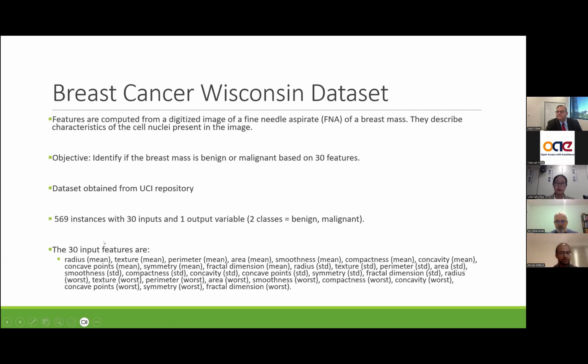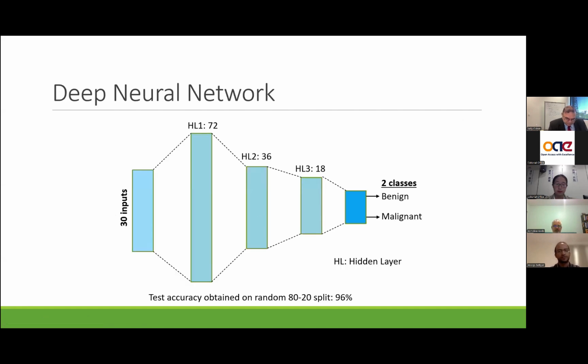So the input features, that is, the 30 features, include the radius, the texture, the perimeter, area, smoothness, compactness, concavity, concave points, symmetry, and fractal dimensions. And we are extracting 3 statistical factors for each of the 10 variables, and that includes the mean, the standard deviation, and the worst value, which is the maximum value for each of the 10 features. So those are the 30 input features that we are considering for the neural network model. And it will have 2 classes, benign and malignant. So this is essentially a classification problem.